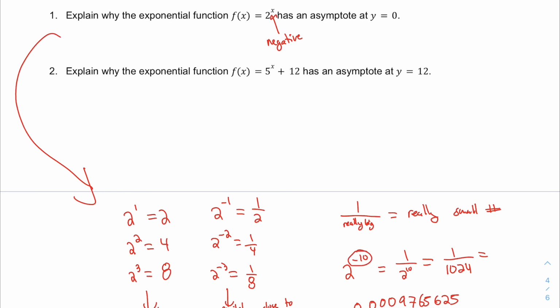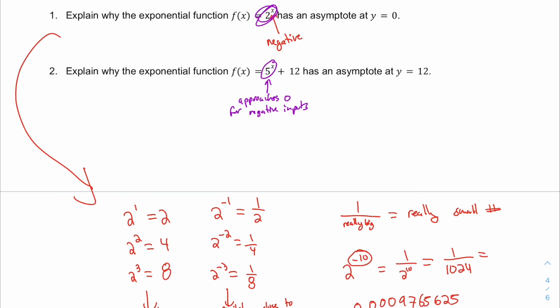We can see that this is pretty small, but we can plug in anything we want. We can plug in -1,000,000, -1 billion, -1 trillion, and get smaller and smaller decimals that get closer and closer to 0. And so that's why our exponential functions have these asymptotes, because they approach 0, but they will never get there, and they will certainly never cross 0. Okay. And then this second question is the same idea. This 5 to the x also approaches 0 for negative inputs.